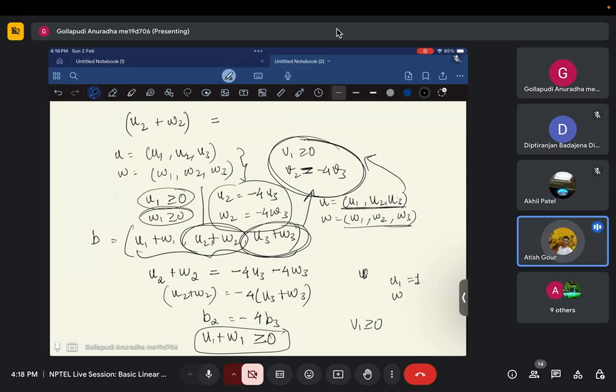U1 plus W1 will be certainly greater than 0, as U1 is greater than or equal to 0 and W1 is greater than or equal to 0. So is there any possibility for this to become less than 0? There is no possibility. It will definitely satisfy. So the sum is also going to be either 0 or greater than 0. So the second condition also is satisfied.